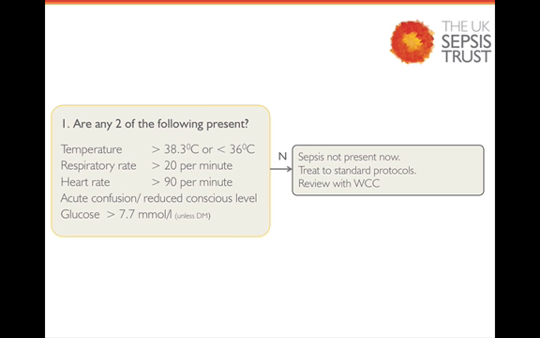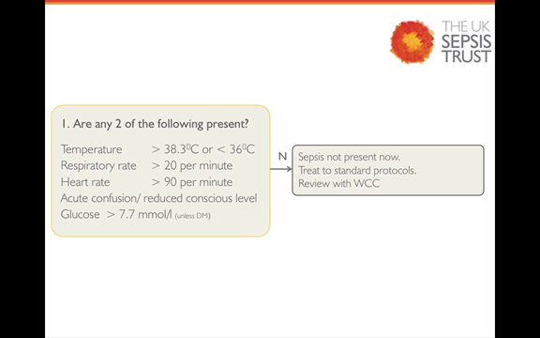In that situation, you would treat the patient according to standard protocol, but within the emergency department setting, you must remember to review the patient prior to discharge home or prior to admission to the ward with their white cell count. And if their white cell count is less than 4 or greater than 12, you need to go back, see if they now have SIRS, and if so, reapply the screening and action tool.